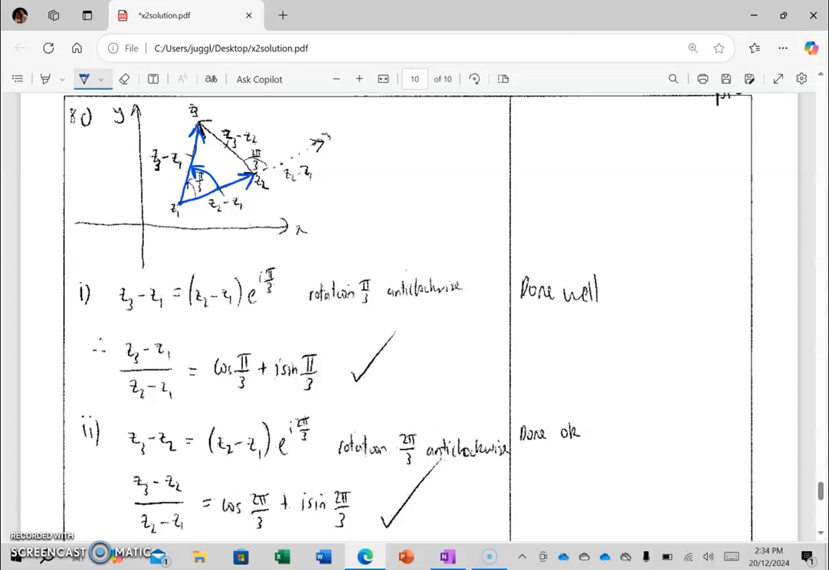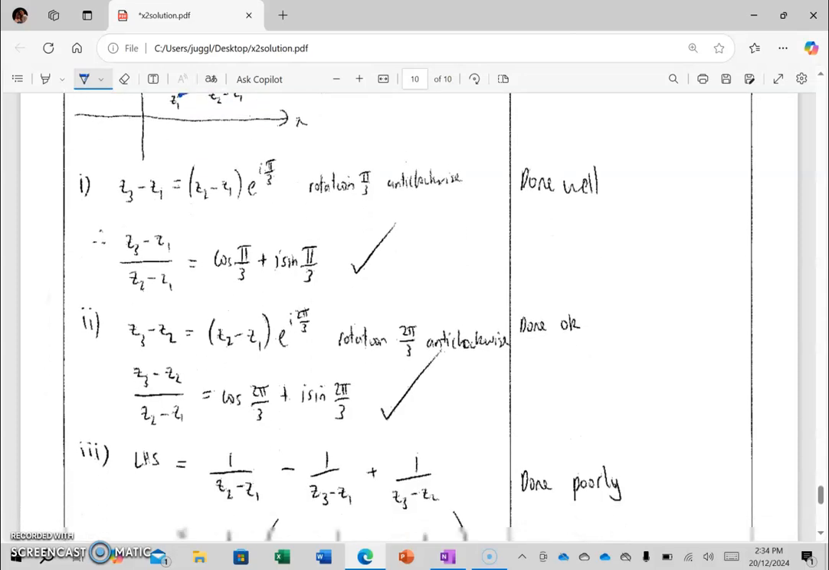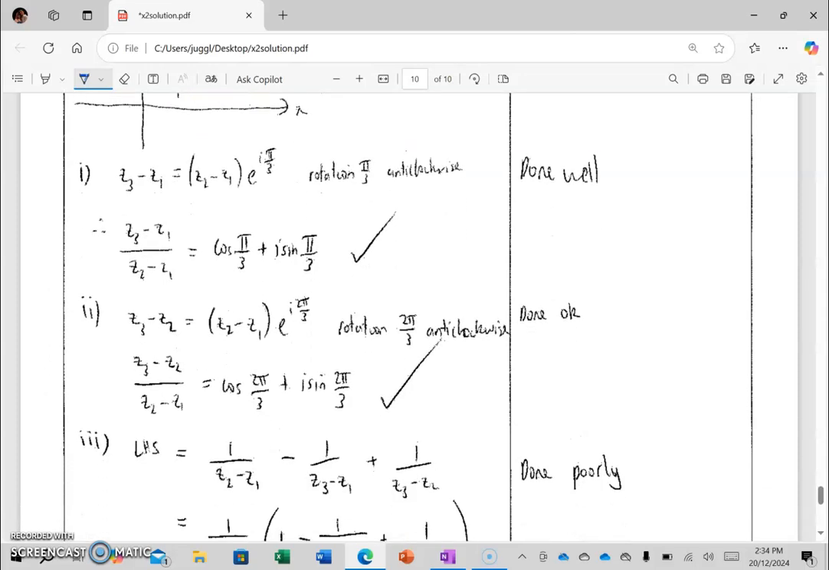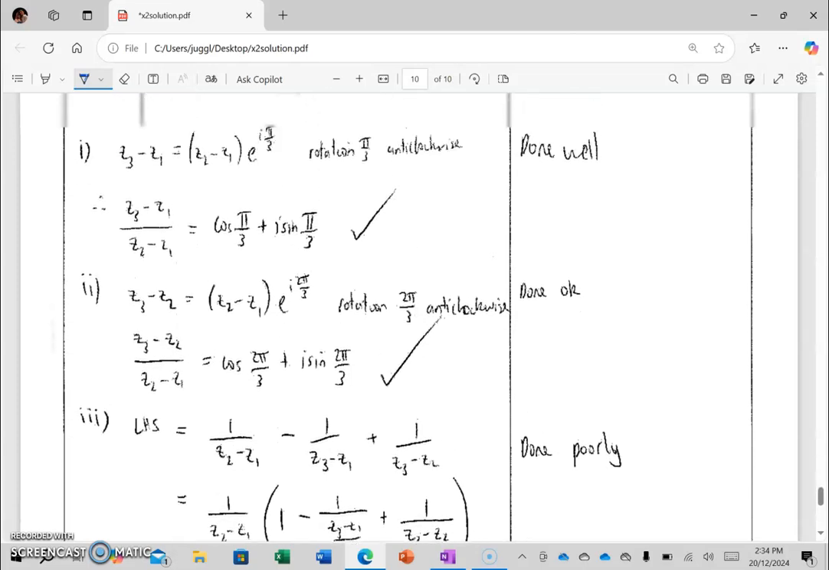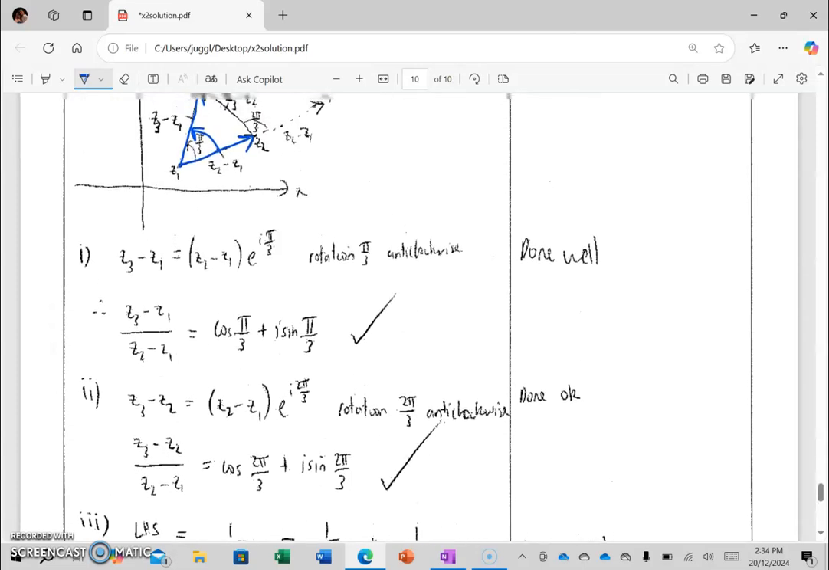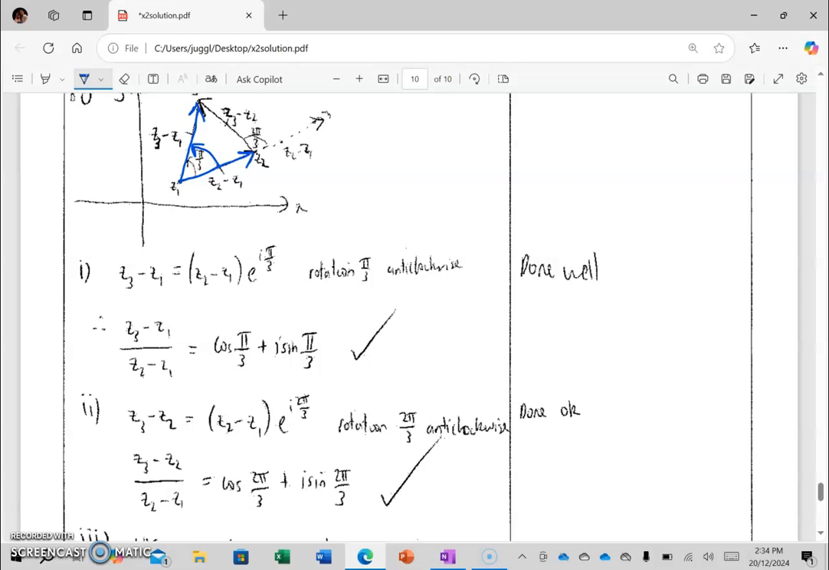So therefore the final answer in mod arg form, it asked for mod arg form, was cos pi on 3 plus i sine pi on 3, 1 mark there. Part 2, I want to talk about part 2 because I marked slightly leniently. A lot of students gave the answer of negative cos negative pi on 3 plus i sine negative pi on 3. Now please note that this is not mod arg form.